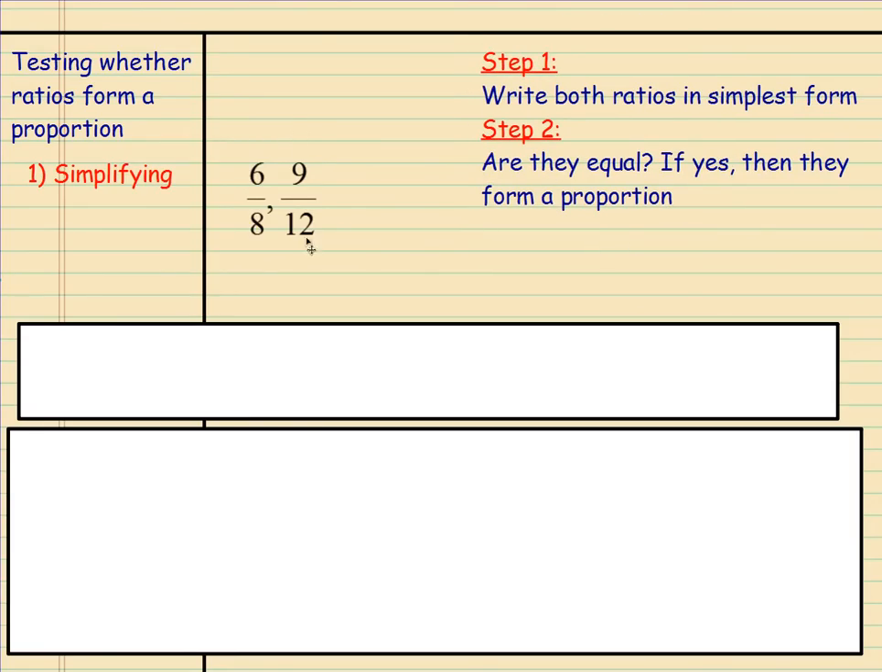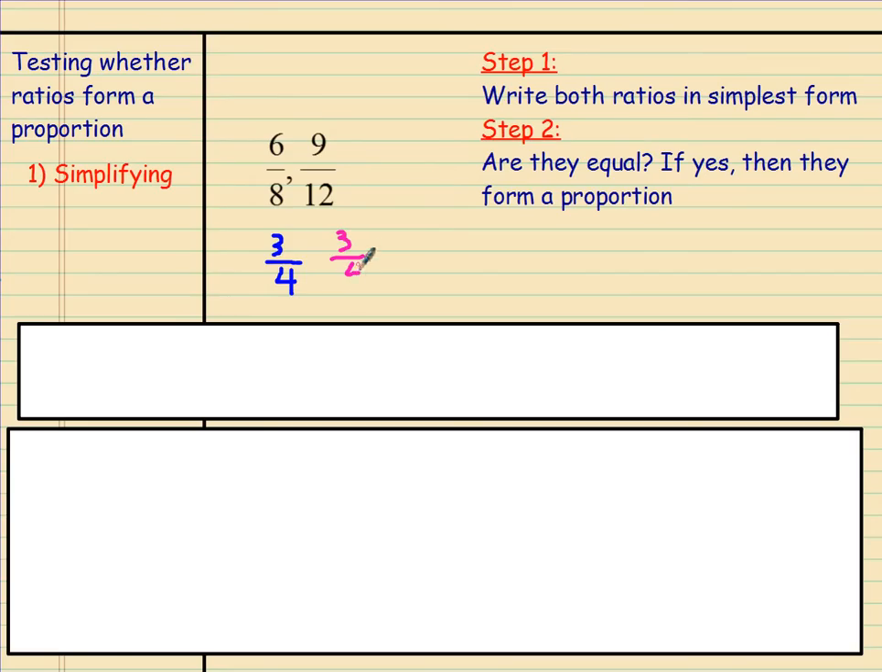Step 1. We write both ratios in simplest form. Okay, so let's look at this first ratio, 6 to 8. Let's simplify that. We can divide both of these by 2, and we get 3 to 4. And that's the first one. The second one, 9 to 12, we can rewrite that as divide by 3, divide by 3.